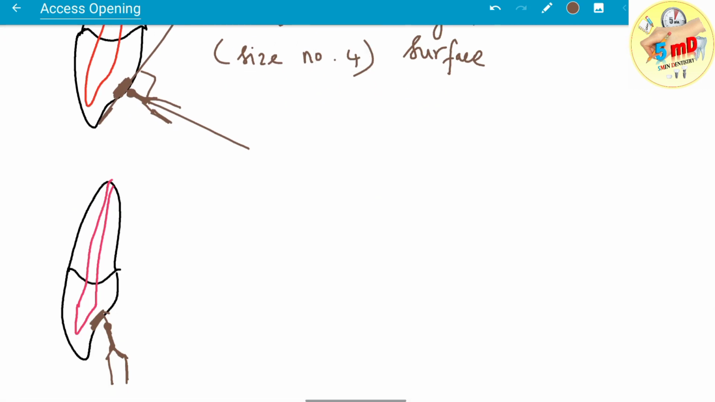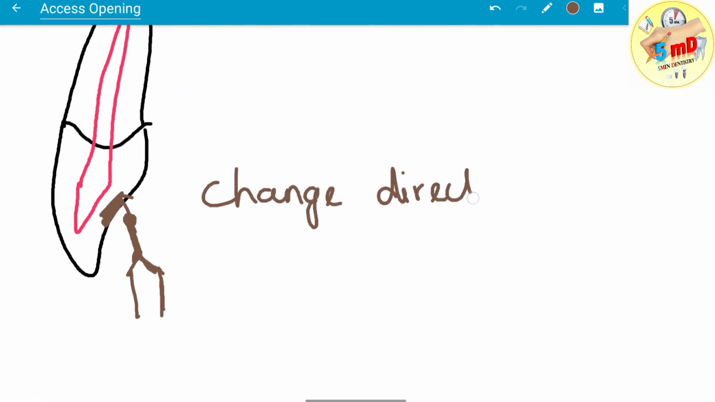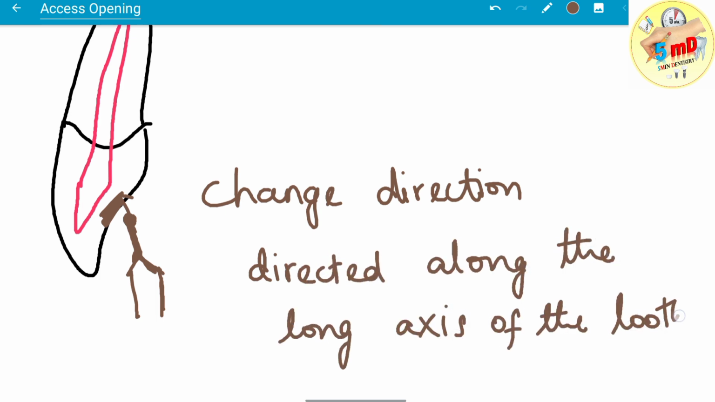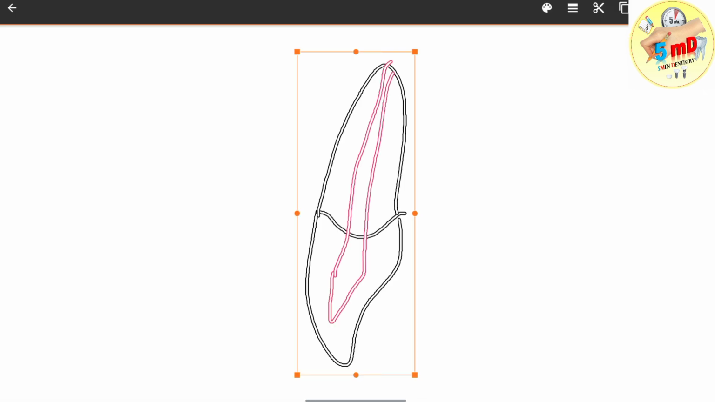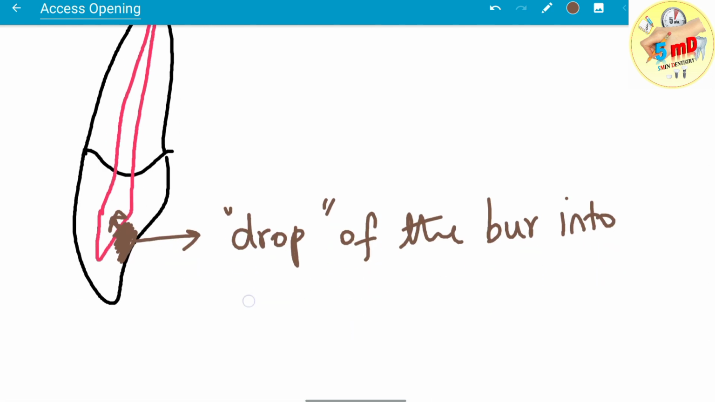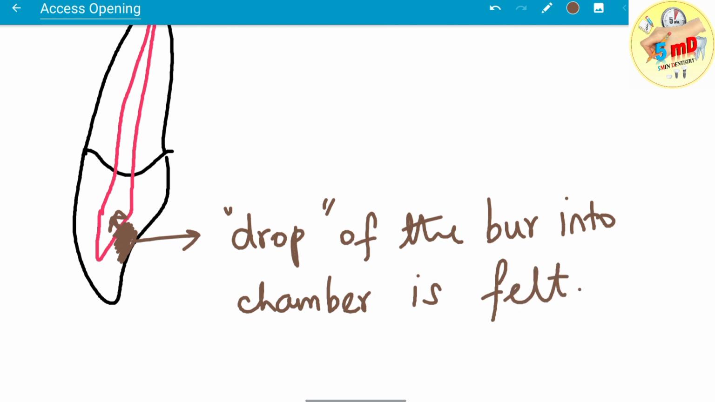The drop is due to the penetration into the pulp chamber. So, as you see in this image, we have changed the direction of the burr along the long axis of the tooth. From there, you could see we penetrate the burr till we feel a drop. The drop is because we are penetrating into the pulp chamber. So now you have gained access to the pulp chamber.